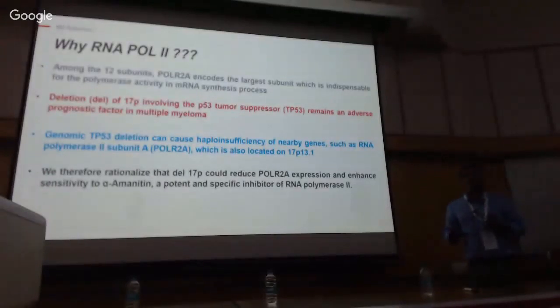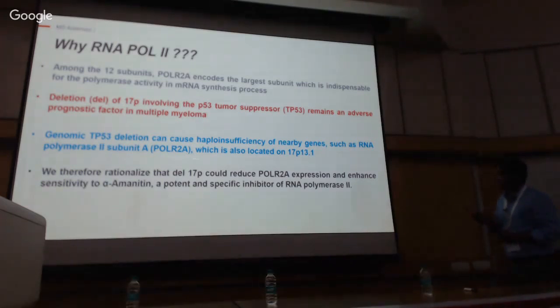So the question is why RNA polymerase 2 is so important? Because among 12 subunits of polymerase 2, it codes for the biggest subunit, and if it is gone, the transcriptional machinery will shut down. And deletion of 17p, as we mentioned earlier, includes co-deletion of polymerase 2A, that makes it more interesting. And that creates a haploinsufficiency. So haploinsufficiency means if the cell has one copy of polymerase 2A, it will be haploinsufficient. That means if you delete that polymerase 2A, the cell will be completely lethal.